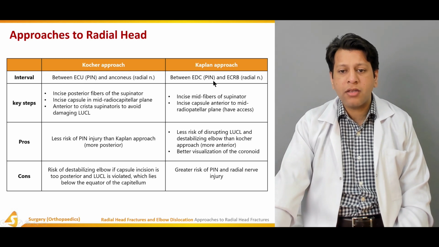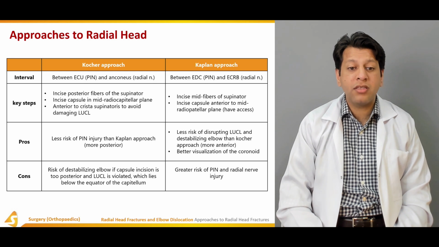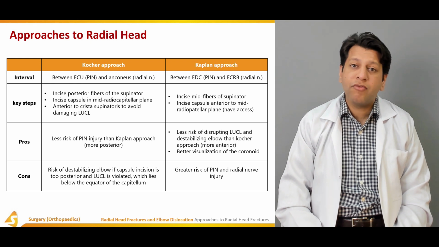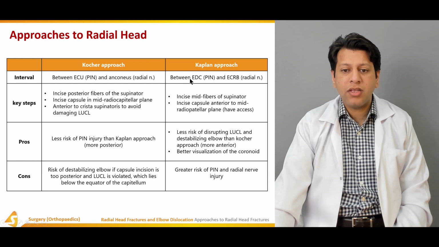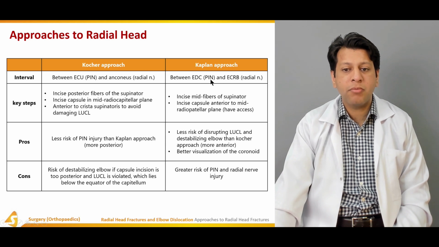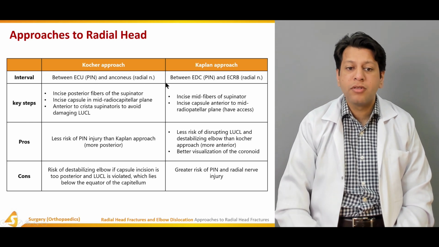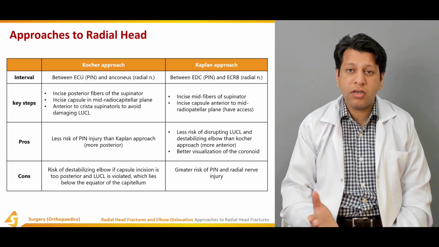Now coming to the Kaplan, its own pros and cons. The Kocher internervous plane was basically between the extensor carpi ulnaris and anconeus, whereas in the case of Kaplan it's more anterior lateral and it is between extensor digitorum communis and extensor carpi radialis brevis, which is actually supplied by the posterior interosseous nerve and radial nerve, while in the Kocher case it was also between the posterior interosseous nerve and the radial nerve. Now coming to the key steps, mainly it's more anterior lateral.